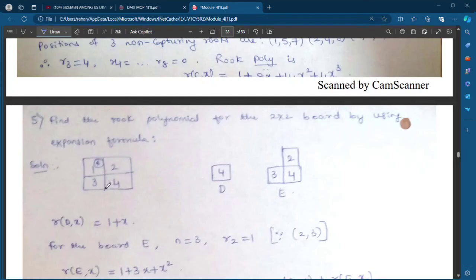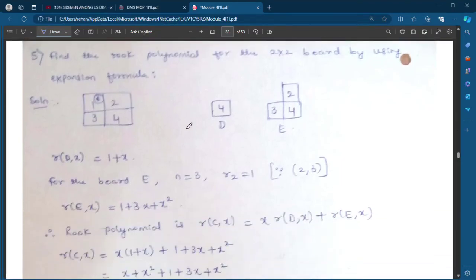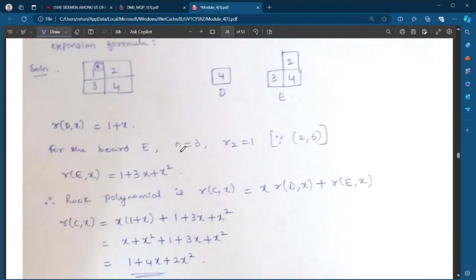Now see, find the polynomial for the 2 cross 2 board by using the expansion formula. So 1, 2, 3, 4. Here 4, 2, 3, 4.